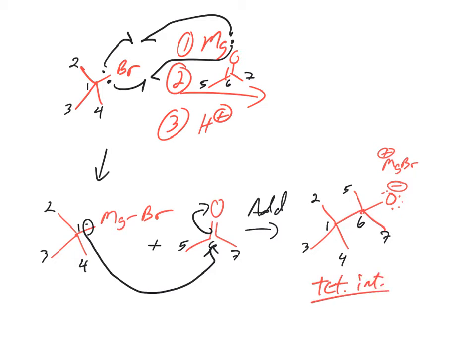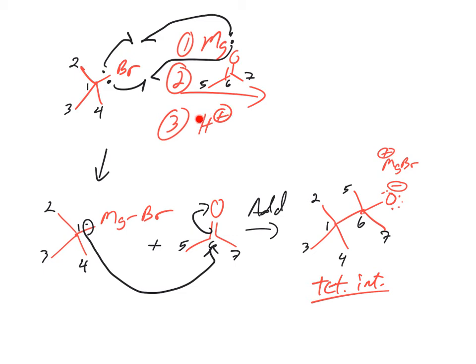When you have a tetrahedral intermediate, what do you ask yourselves? Do I have any good leaving groups? Things that can stabilize a negative charge. Do you have any good leaving groups here? Off of carbon 6, I have carbon 5, carbon 1, and carbon 7. Those are all carbons. Carbon is not a good leaving group. No good leaving groups. We go on to the next step.